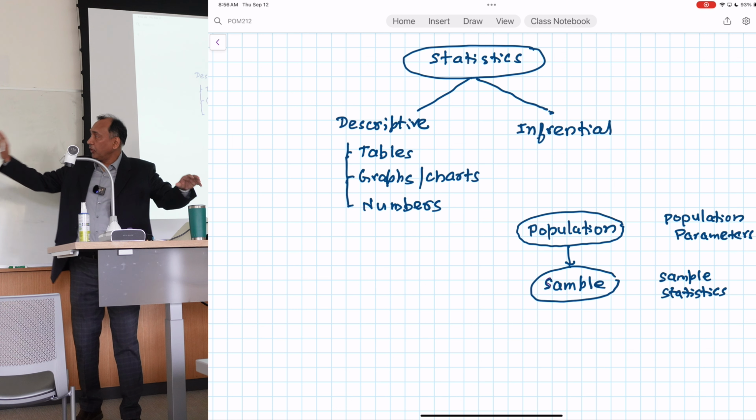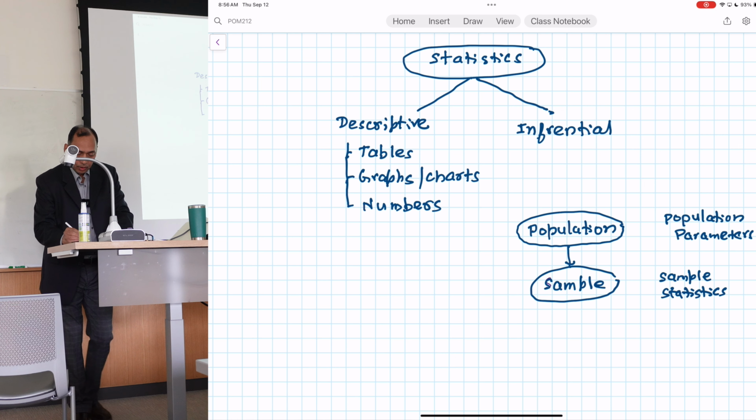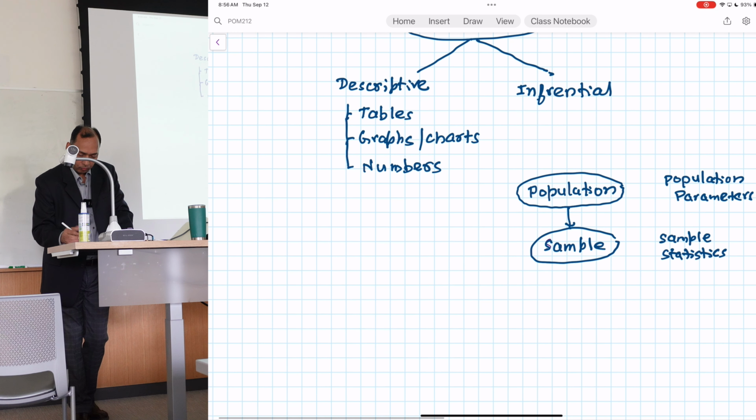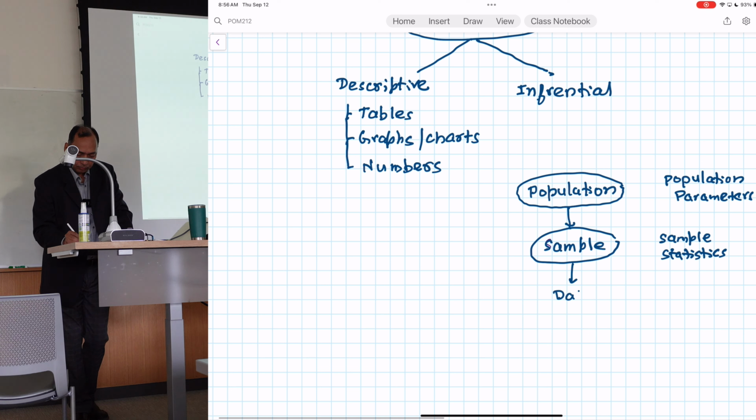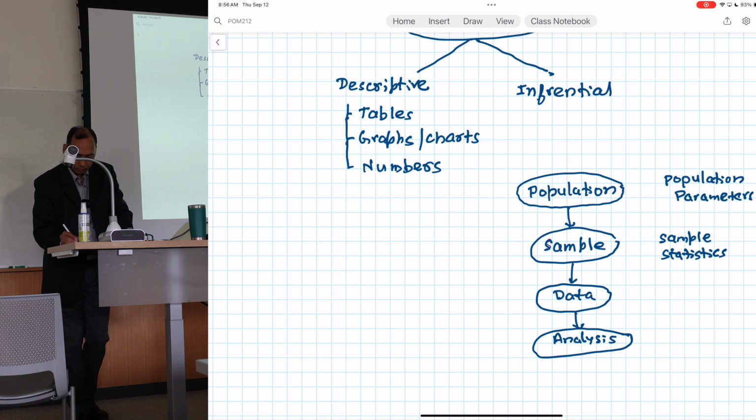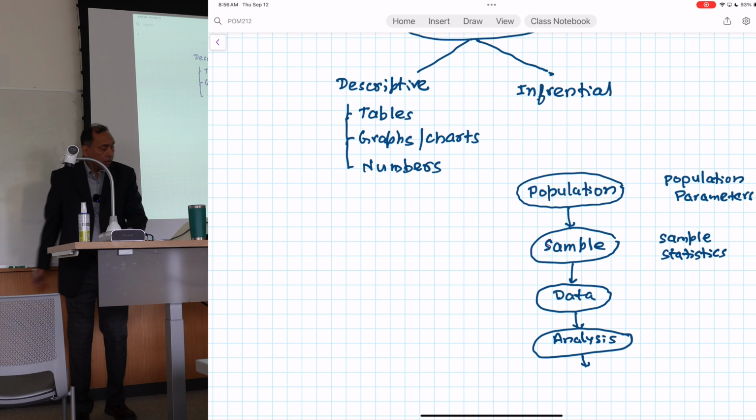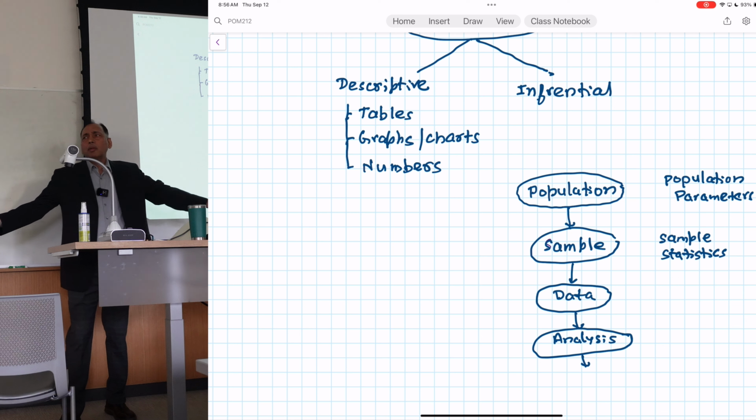Now, when we have that kind of sample, we collect data, or we record data from that sample. We do analysis. We apply appropriate methods. And based on the analysis, you have some result.